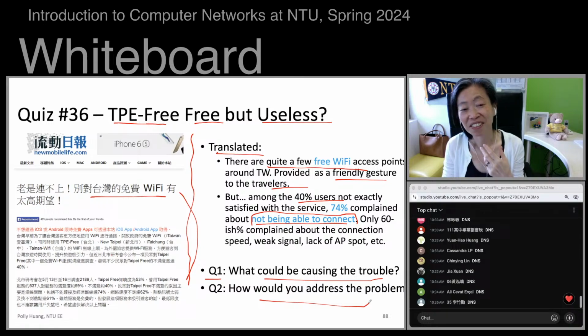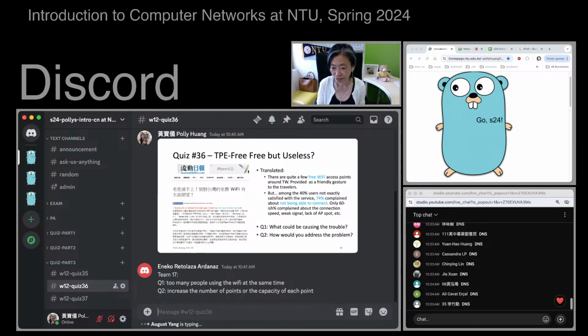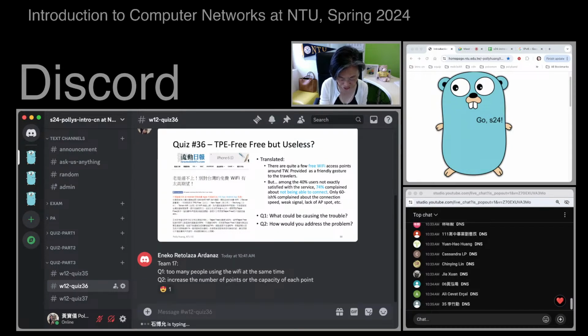Okay, good. So this one is a little bit challenging. Gather your teammates. Let's go to the score space. This is channel week 12, quiz 36. You have 8 minutes to discuss and 1 minute to type up your opinion and solution. Okay, let's start counting time. Okay, you don't need 8 minutes, I see.